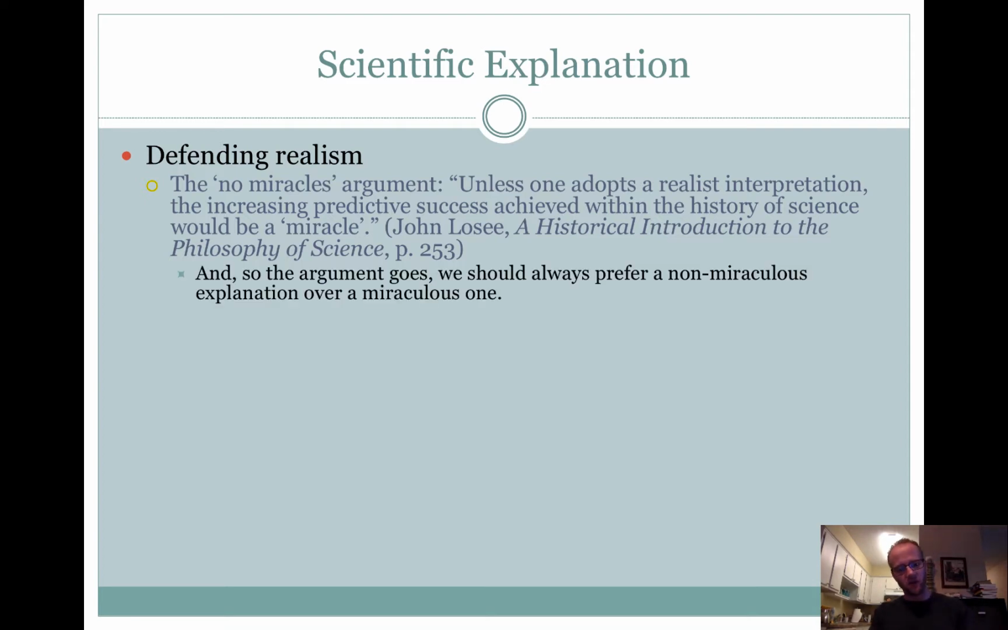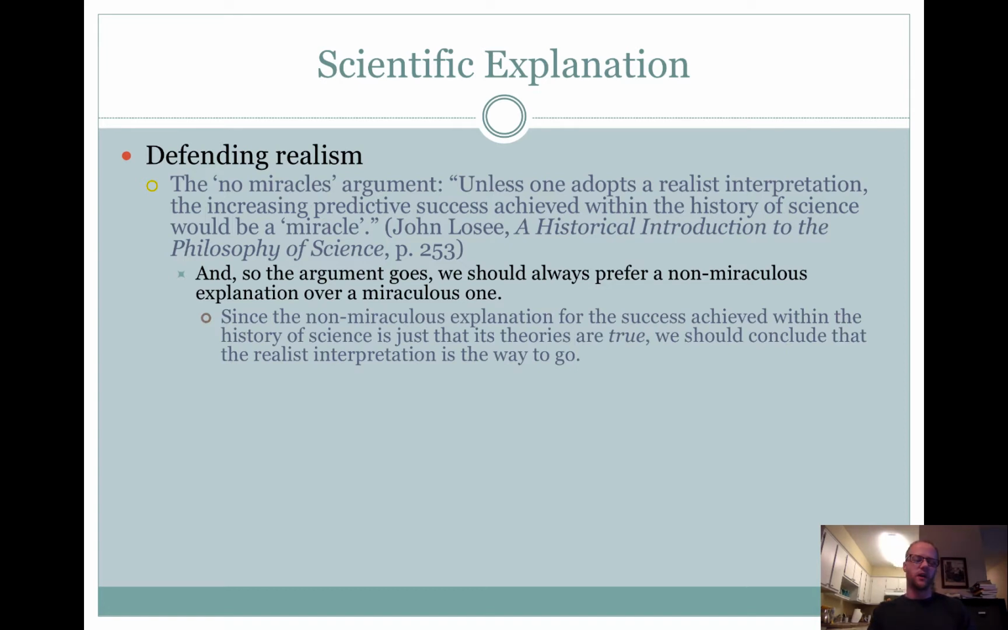But of course, we should always prefer, at least allegedly, the non-miraculous explanation over the miraculous one. The miraculous explanation says, the anti-realist says, look, everything we say at the quantum level is false, but hey, just by happy accident, all these falsehoods actually are super predictively successful, and isn't that nice? And the realist comes along and says, no, dude, that's a miracle, if our falsehoods are that wildly predictively successful.